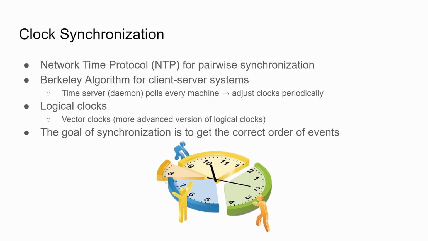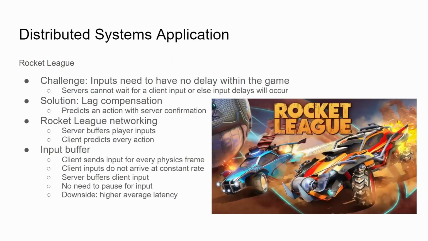Another synchronization method we could use is logical clocks. These include vector clocks, which are a more advanced version of normal logical clocks. But either way, the main goal of each method of synchronization is to get the correct order of events. It doesn't matter what it does, as long as it keeps everything in order, keeping everything in check. As long as that's good, we are good.